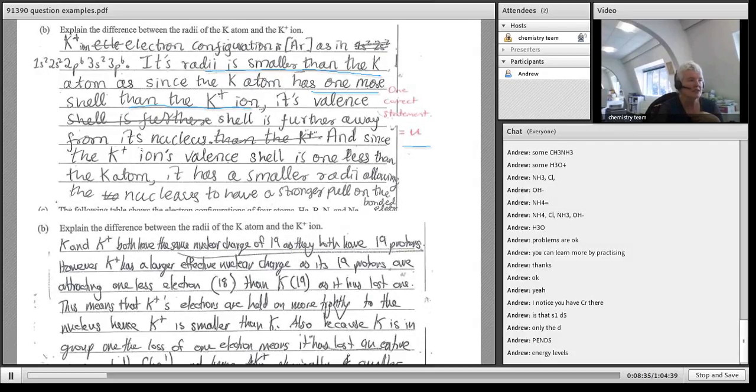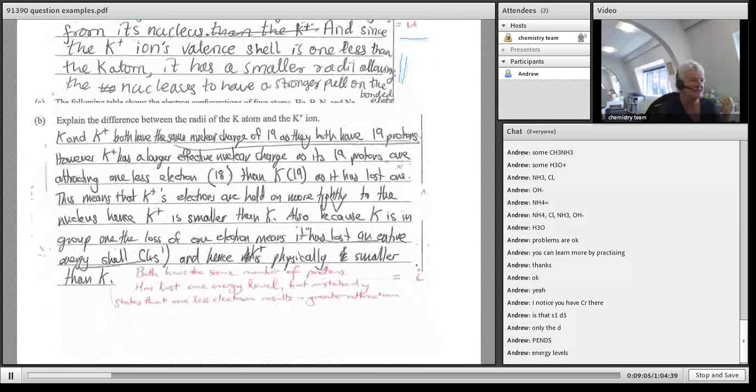So its valence shell is further away from its nucleus, and since the K plus ion's valence shell is one less, it has a smaller radii. They only identified one correct because they felt this was getting a little bit vague. It wasn't as clear. So let's look at an example. So they've got the right idea. This is always when I say, I can see you've got the right idea, but make it clearer, because you want to make sure that it is as clear as possible.